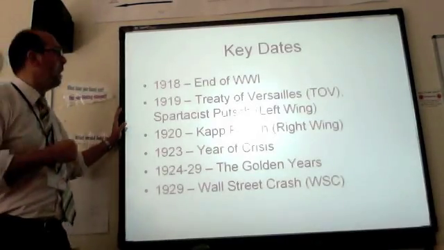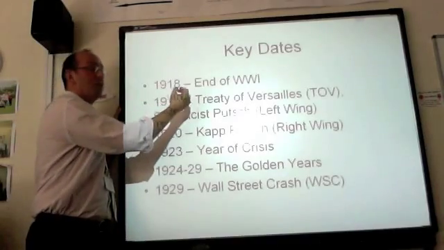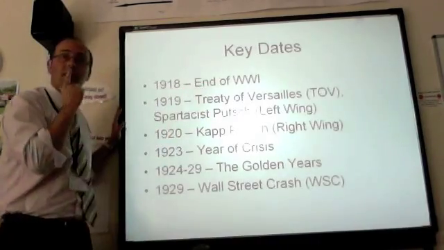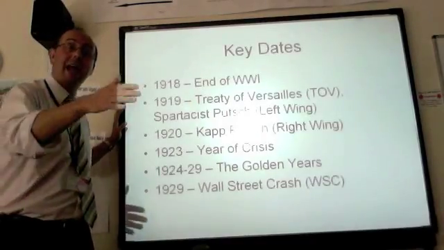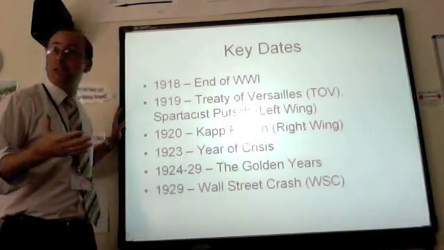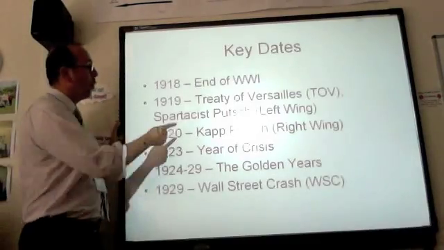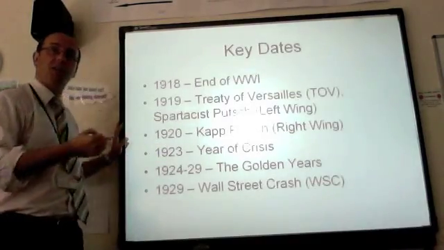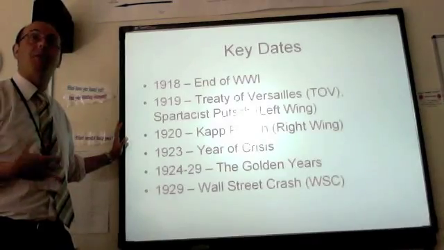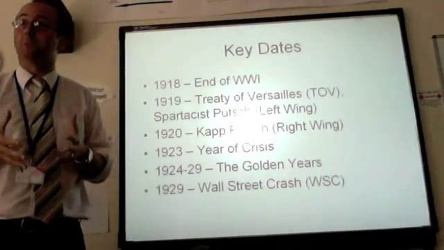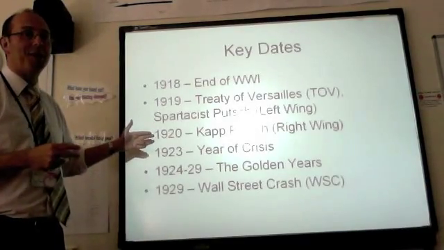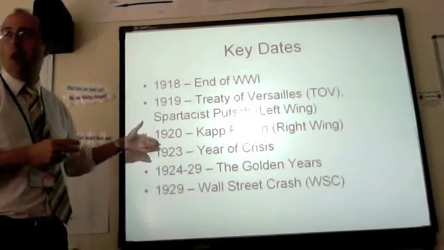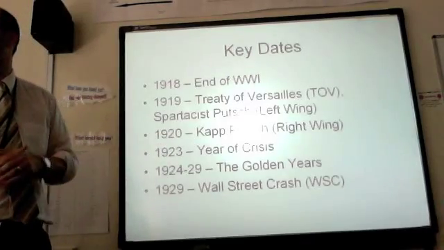Okay, 1919, the Weimar Republic signs the Treaty of Versailles, where they have no choice, but every German hates them for signing it. We also have in 1919 the first attempt to get rid of the Weimar Republic because they were unpopular. That was the Spartacist Putsch in 1919. In 1920, because they're still unpopular, the right wing tried to overthrow the Weimar Republic.